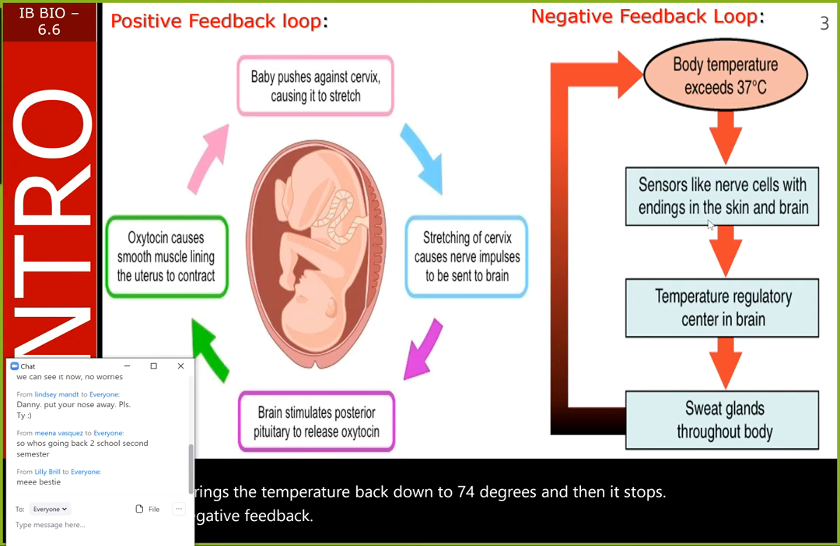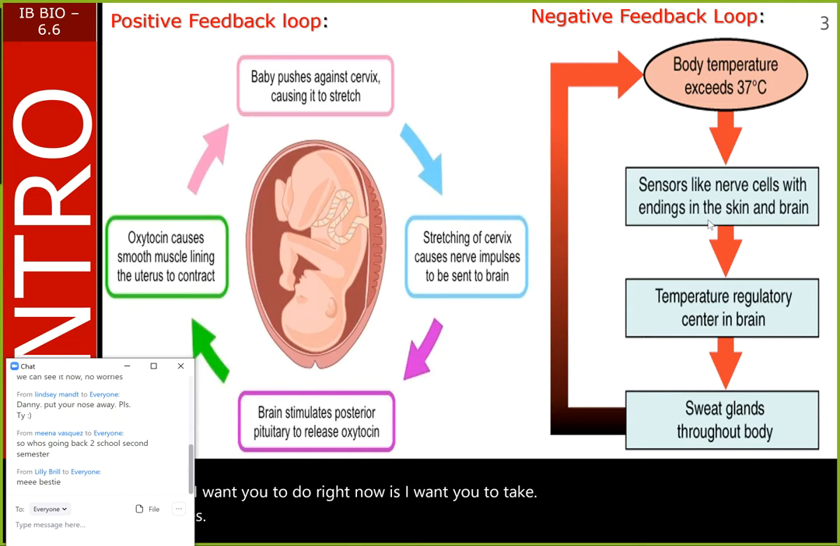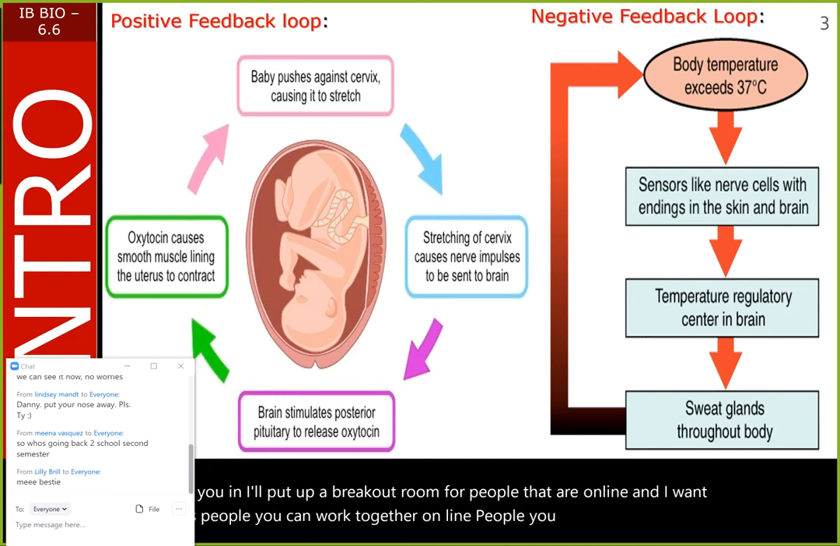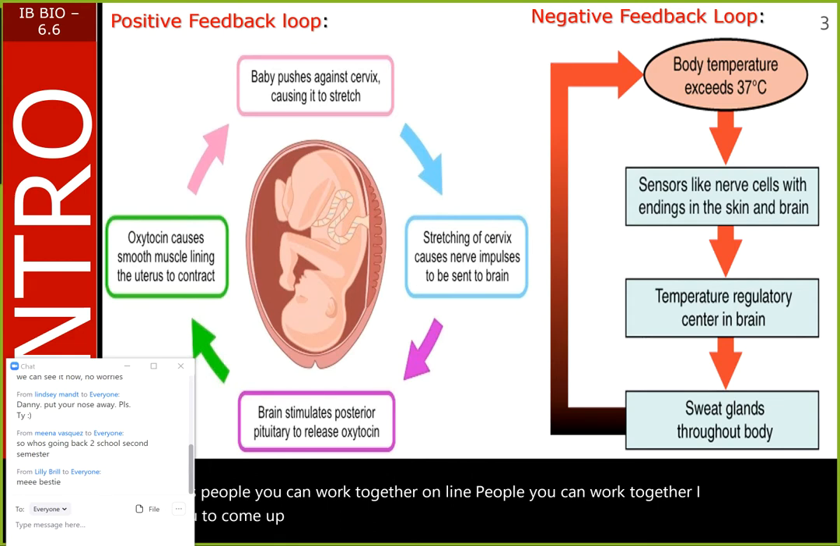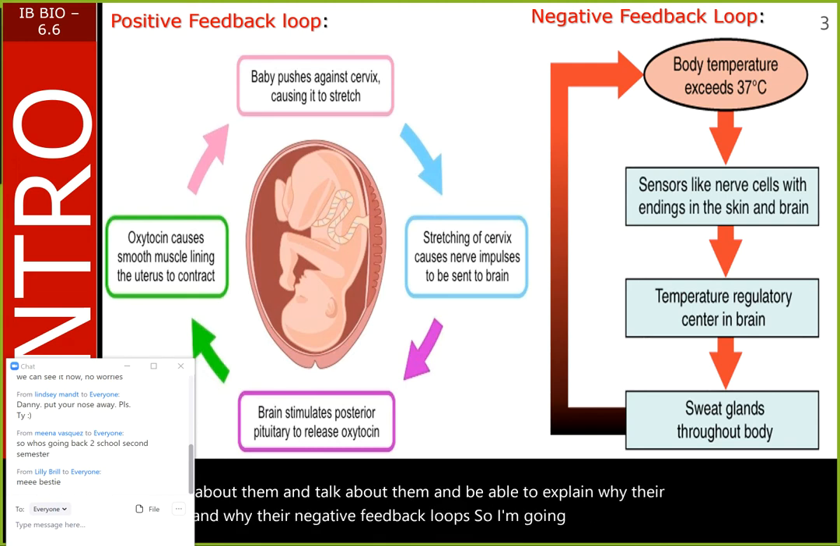So what I want you to do right now is take 2 minutes. I'll put up a breakout room for people that are online. And I want you, class people, you can work together, online people, you can work together. I want you to come up with 2 examples of positive feedback and 2 examples of negative feedback. And if you need to look them up, that's fine, but I want you to think about them and talk about them and be able to explain why they're positive and why they're negative feedback loops. So I'm going to open up a breakout room.